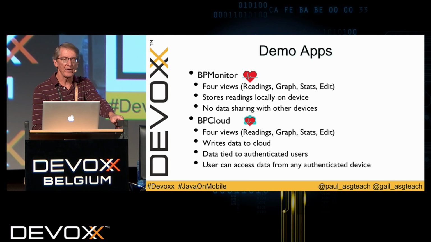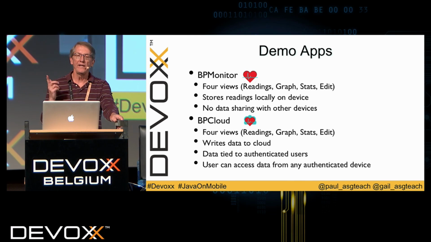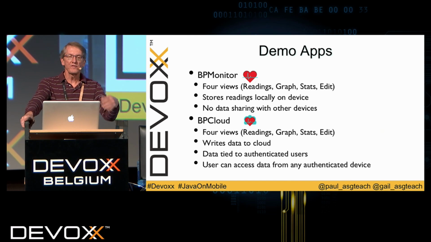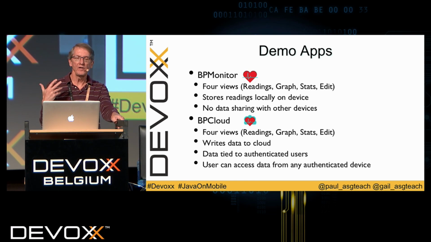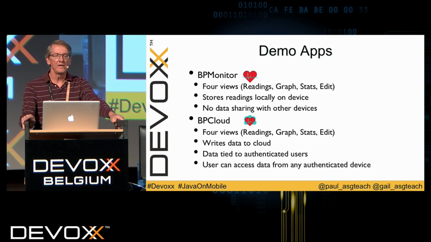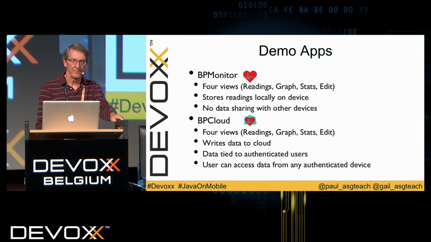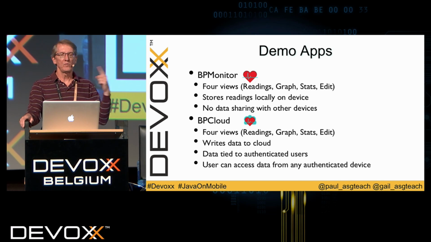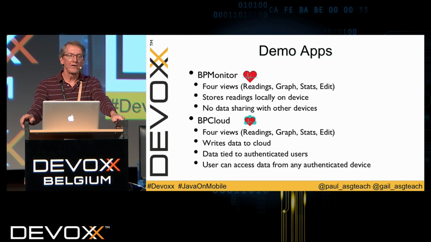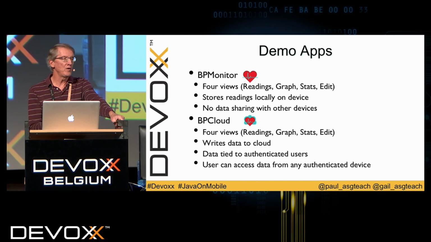Now, the BP Cloud program that Gail just ran is reading and writing data to the cloud. And this data, as she showed you, has to be tied to a user who is authenticated. And then when this is done, a specific user can access his or her data from any authenticated device. So in the demo that we just showed you, once Gail became authenticated on her laptop, her previously stored data also became available. And therefore, she can access the data from her phone, her laptop, or any other device that has been authenticated with the same user.